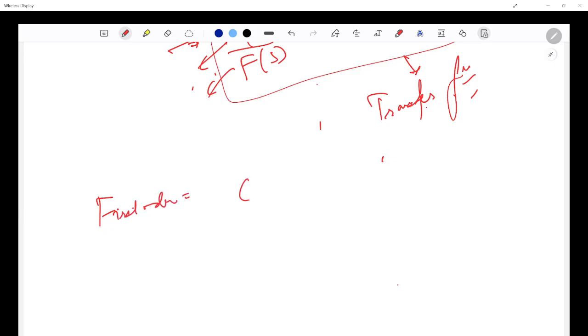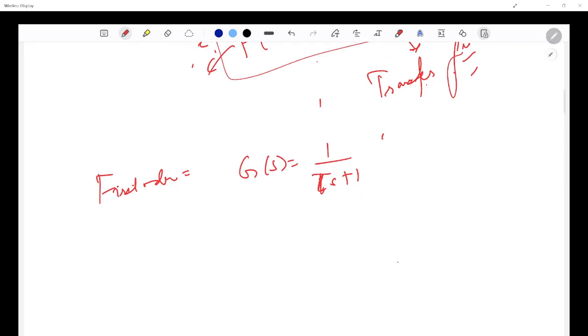Okay. If I talk about a first order system, the general transfer function is given by 1 upon tau s plus 1, where tau is the time constant. And what is the time constant? That is something that you should read up on.